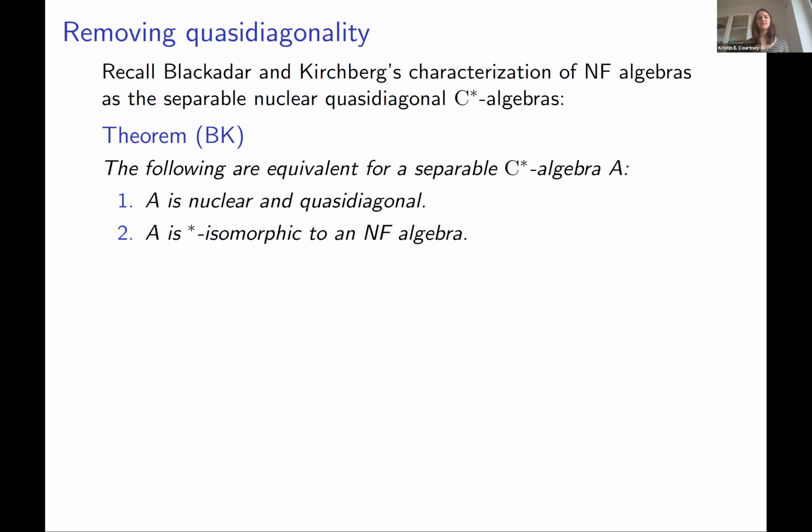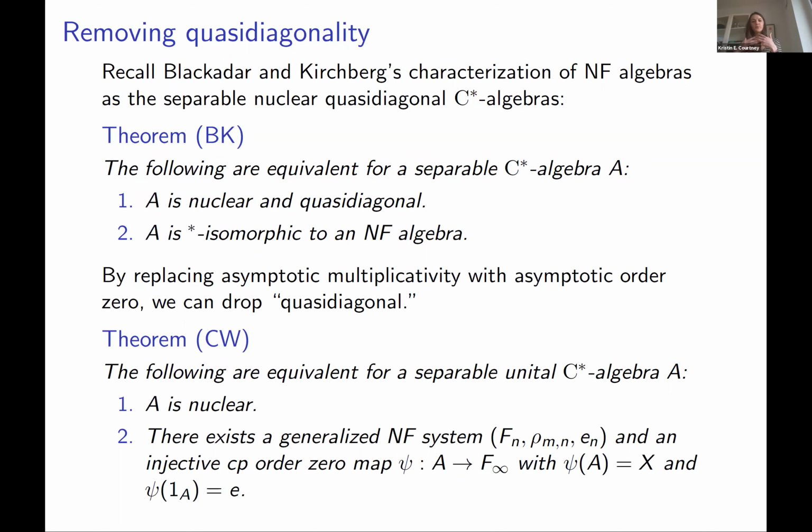So now let's go back to this motivating question. Recall the Blackadar and Kirchberg characterization of NF algebras as the separable nuclear quasi-diagonal C-star algebras. I've quoted exactly the theorem we saw before. So A is nuclear and quasi-diagonal if and only if it's star isomorphic to an NF algebra. And so the thing is that by replacing asymptotic multiplicativity with asymptotic order 0, we can also drop quasi-diagonality. And we get the following.